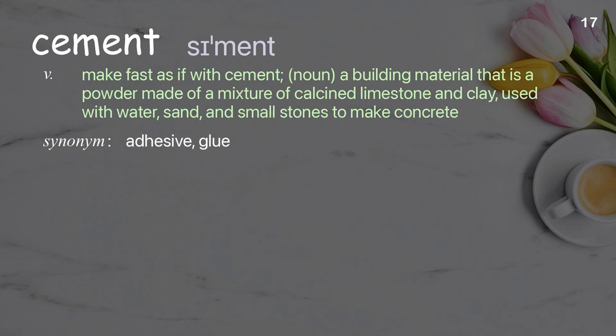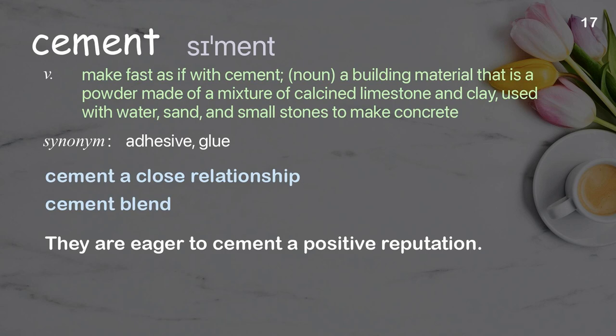Cement. Make fast as if with cement. Noun: a building material that is a powder made of a mixture of calcined limestone and clay, used with water, sand, and small stones to make concrete. Examples: cement a close relationship, cement blend. They are eager to cement a positive reputation.